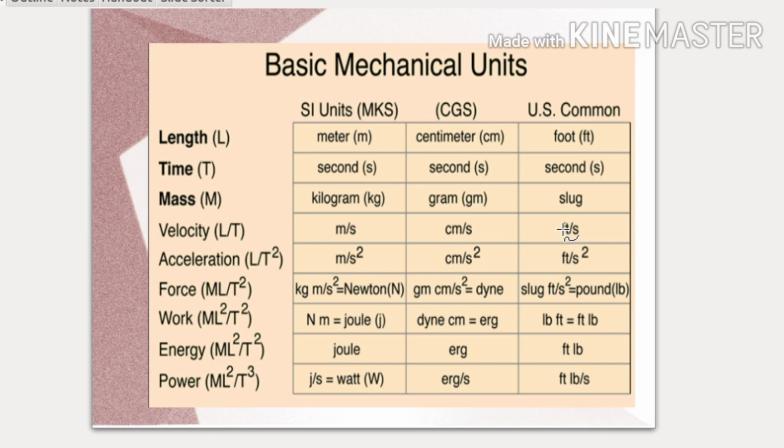So dimensional formula is a powerful tool. No matter which system we are working in, MKS or CGS, their dimensional formulas are the same. So there is a lot of significance of this dimensional formula, and we will learn it in dimensional analysis.